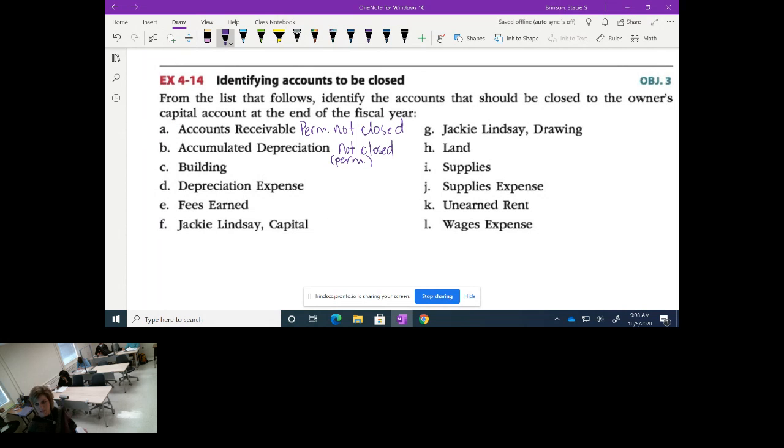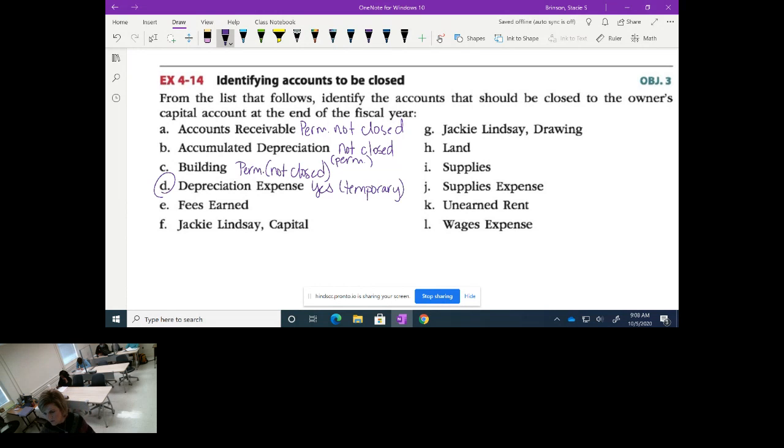Okay, so what about building? Is the building closed or not? Permanent. So we'll put permanent, not closed. What about depreciation expense? Would you close it? Yep, it's going to be temporary, so we would close it. Now, I should have circled that one. Temporary.